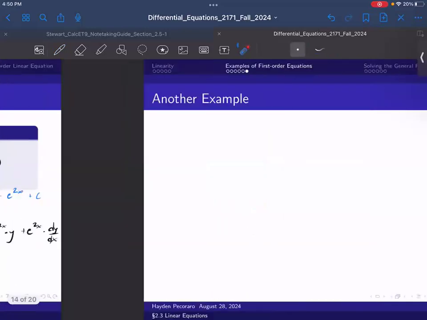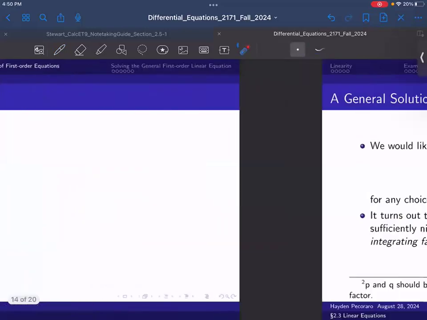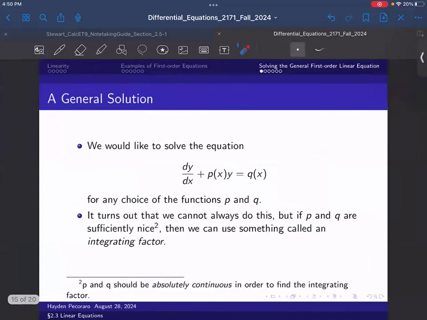Okay. I thought I might need more space. We didn't. Okay, so here is how we solve this in general. We want to solve the standard form for a first order linear differential equation. This thing, for any choice of the functions p and q.